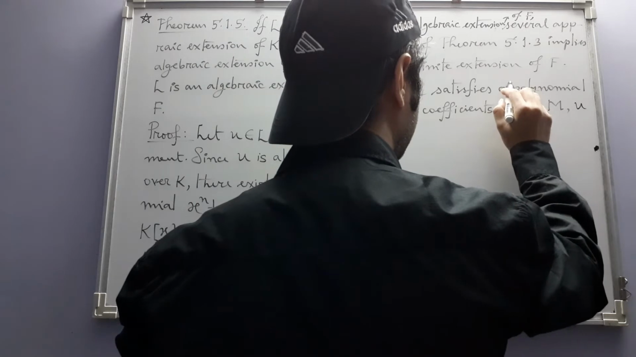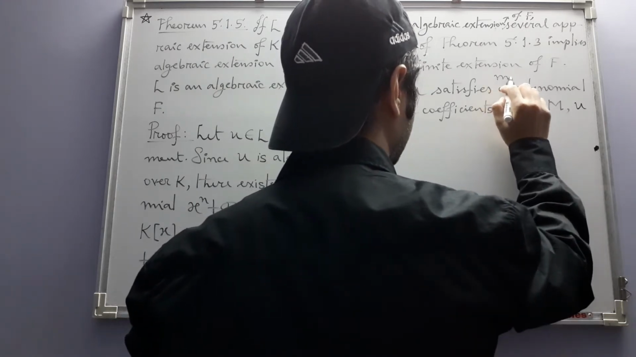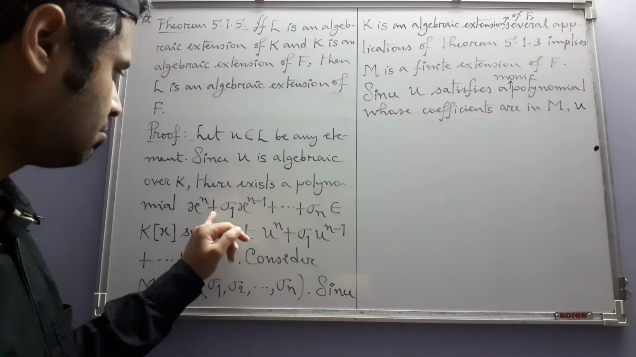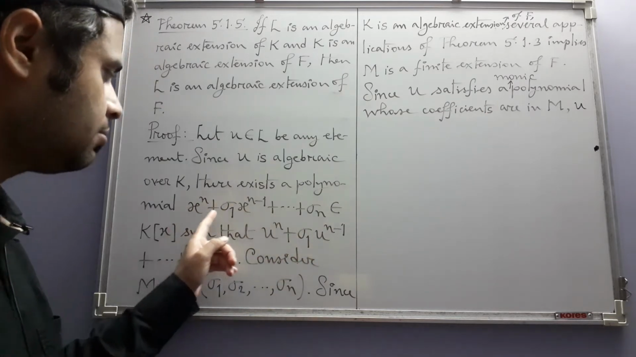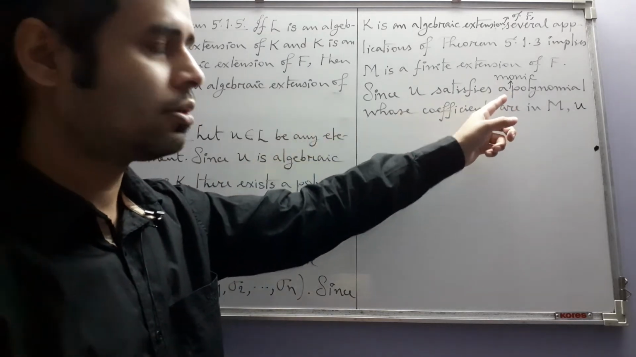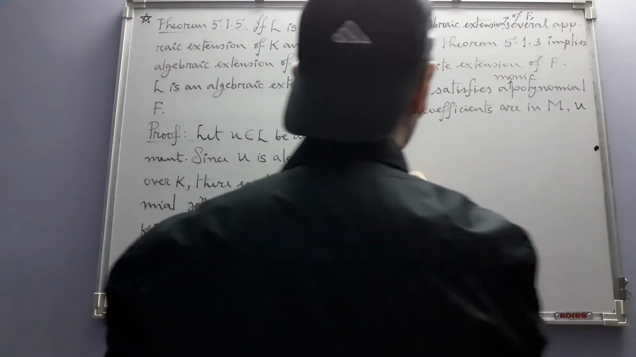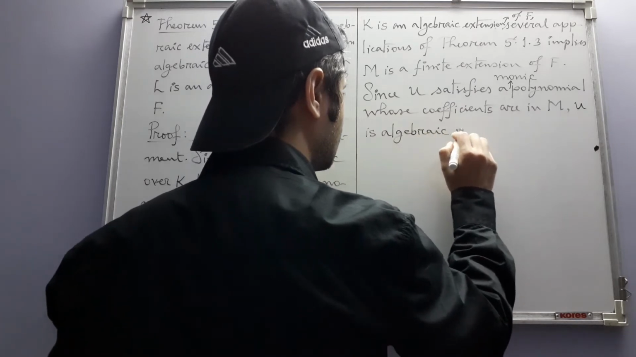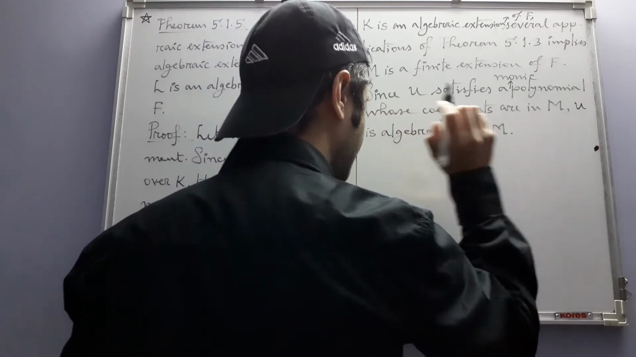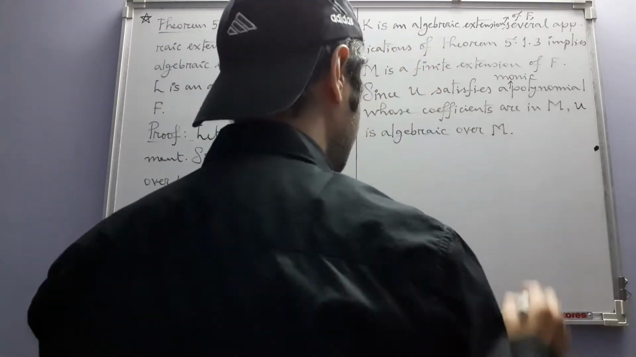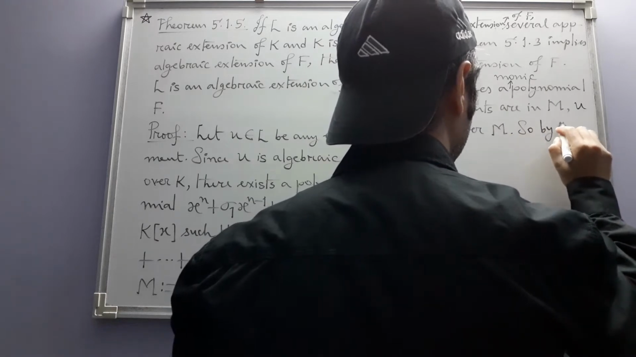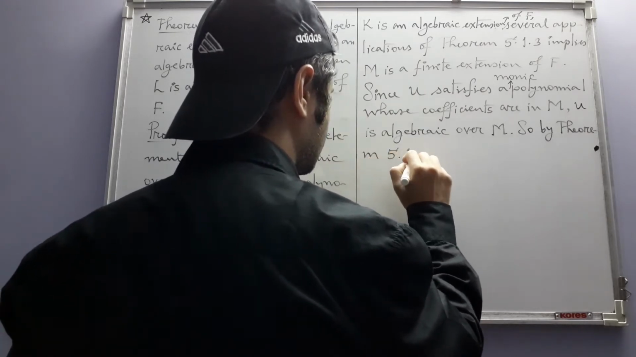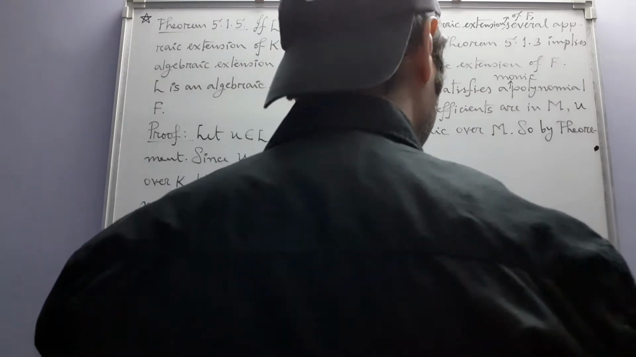So that means U is algebraic over M. It satisfies, we should perhaps write here, a non-zero polynomial, or the non-zeroness will follow from the fact that the polynomial being satisfied here by U is actually a monic polynomial. So either you can write non-zero or you can write monic. So U is algebraic over M. So by theorem 512, MU is a finite extension.